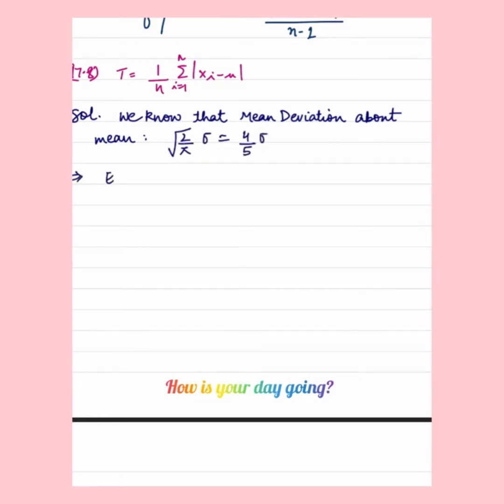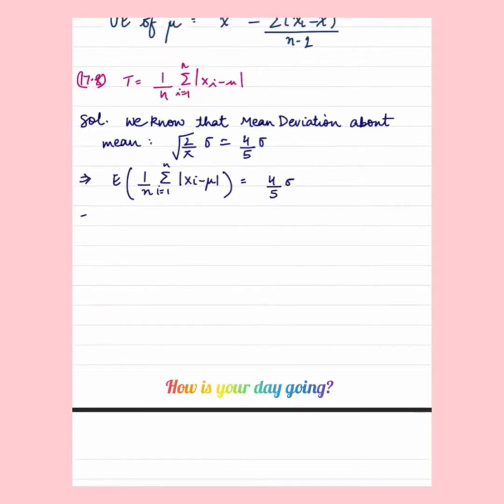It's very simple. We already know that the mean deviation about mean is equal to 4 by 5 sigma. So we can simply write the expected value of 1 upon n summation i goes from 1 to n mod of xi minus mu equals 4 by 5 sigma. Hence, 5 by 4 into T is an unbiased estimate of sigma.